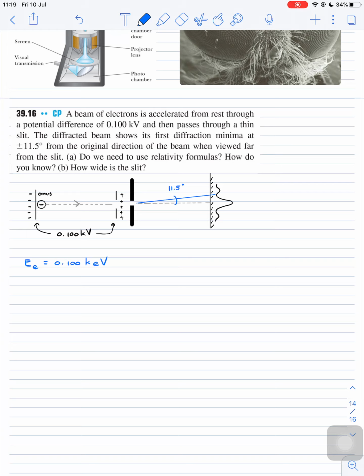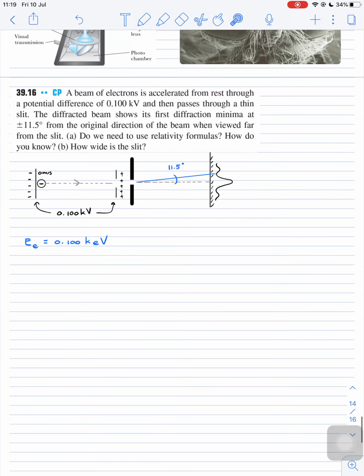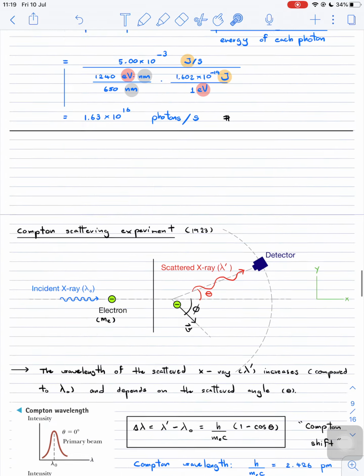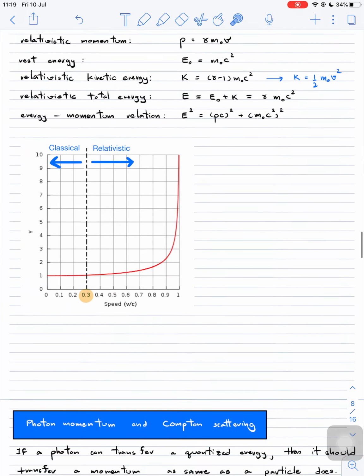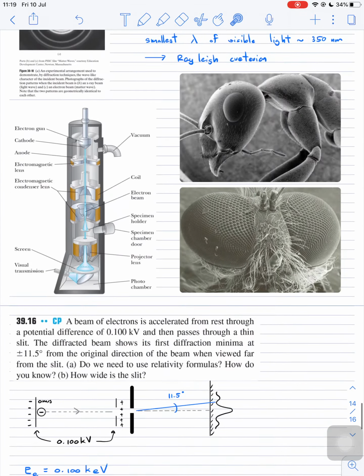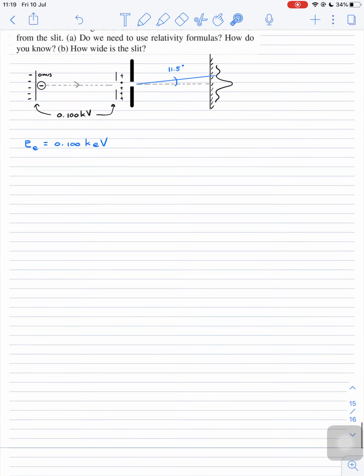Now for part A, do we need to use relativity formulas? How do we know? We need to compute the speed of the electron, and if the speed of the electron is in this region, then we need to use the relativistic formula. But if the speed of the electron is beyond this region or smaller than this value, we just use the non-relativistic formula, and that's it. That's simple. But how can we find the speed of the electron?